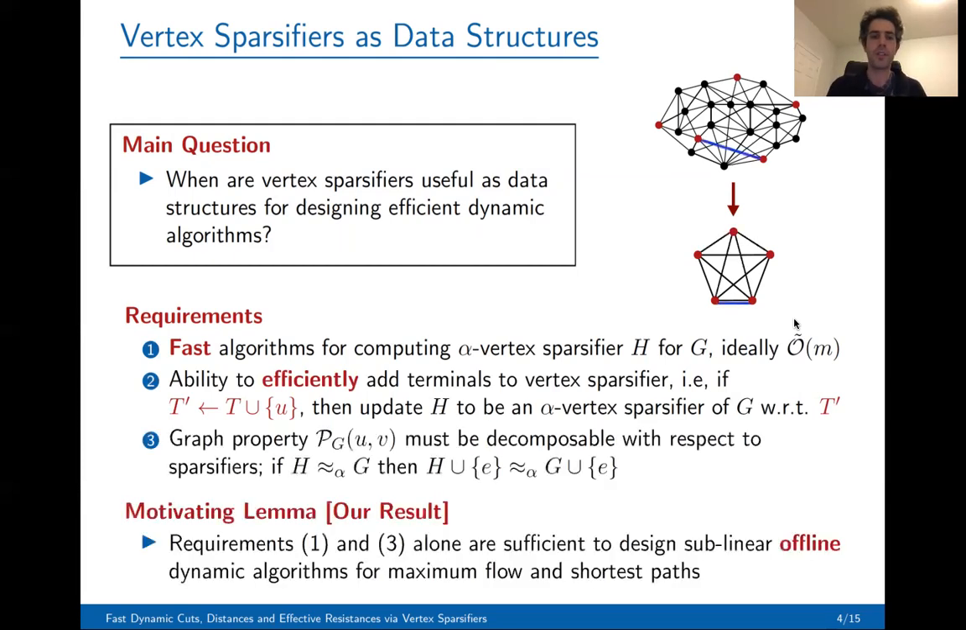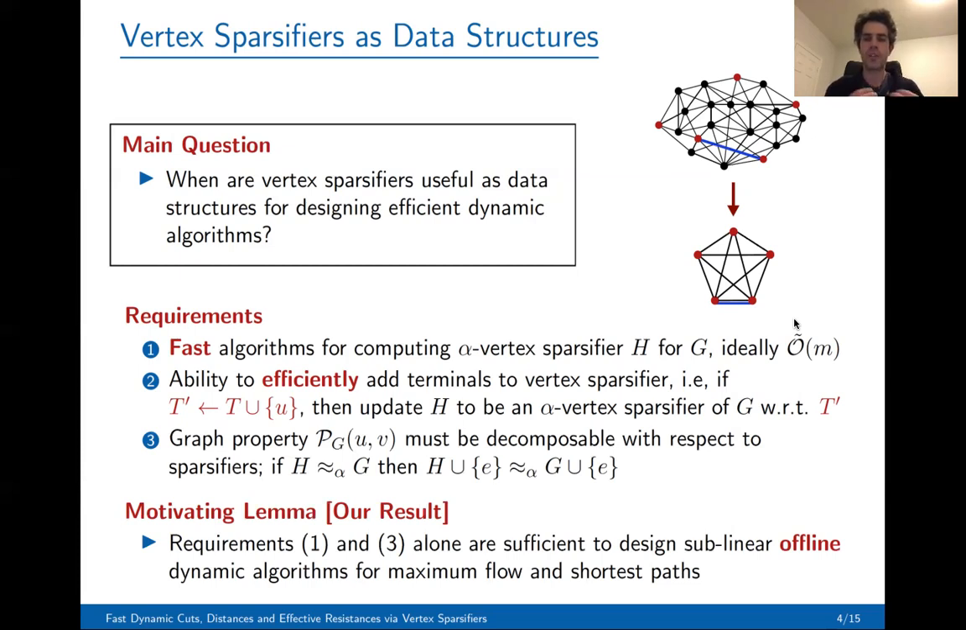The third property is that the graph property that I'm looking at, this pairwise graph property, must be decomposable with respect to the sparsifier. What does this mean? It means that if H is a sparsifier of G, and if I add an edge set E to the graph G, then H union E must also be a sparsifier for the graph G union E.